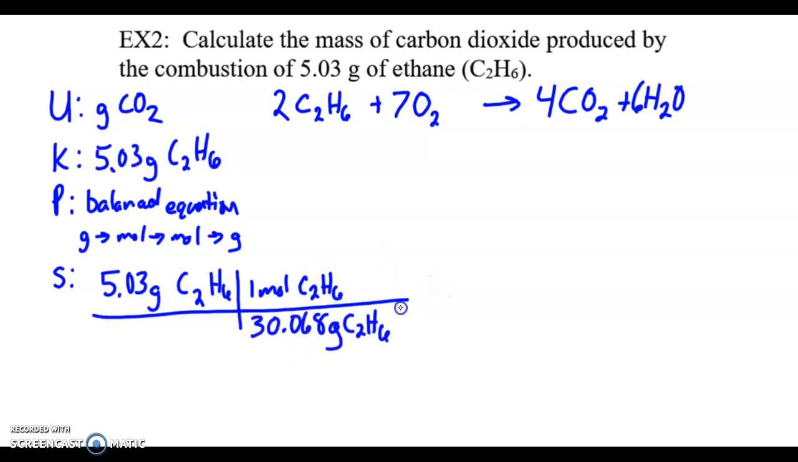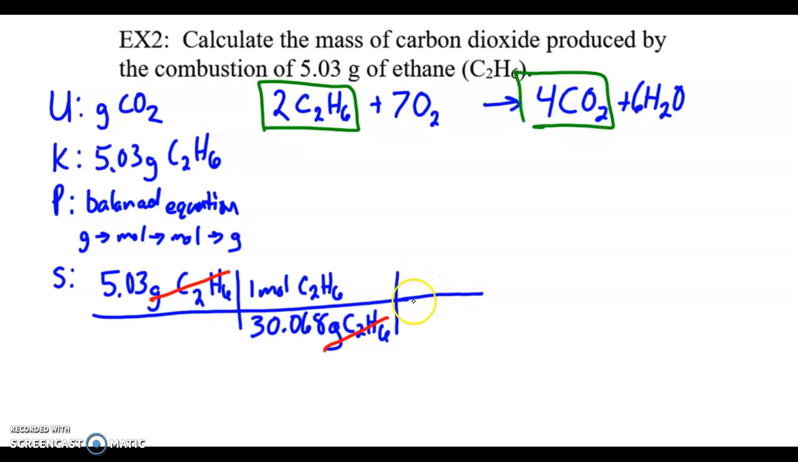Alright, so I added up the mass of 2 carbons and 6 hydrogens, and I got 30.0068 grams. Alright, so far so good. Let's check. So we canceled out our grams of C2H6. Now we need to go moles to moles. So we're going to go moles of C2H6 to moles of CO2. And in order to do that, we're going to use the balanced chemical equation. And let's see, we need this one, and we need this one.